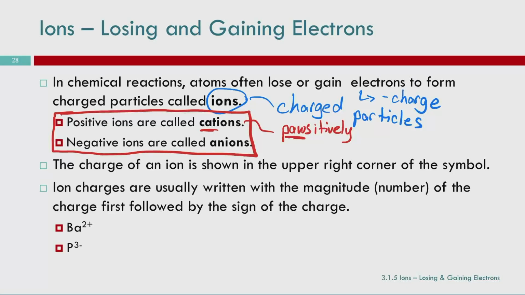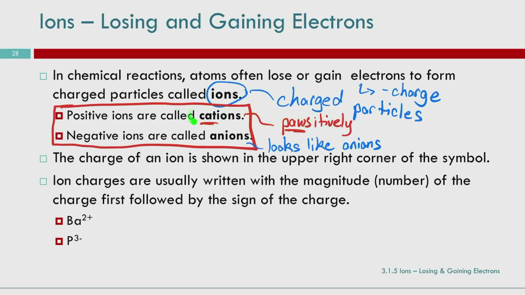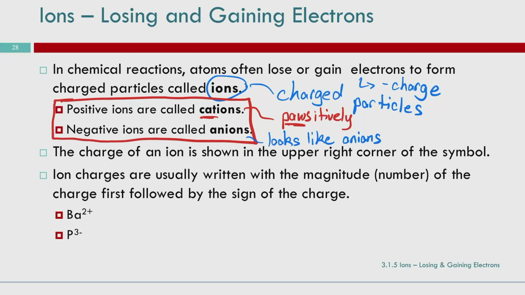Cats have pos. And our negatively charged ions are called anions, which kind of looks like onions. And I'm guessing that most of us don't like eating a raw onion by itself. You don't just bite into a raw onion and eat it like an apple, because that would be very bad. But I think the pos and cat connection is a little bit stronger.